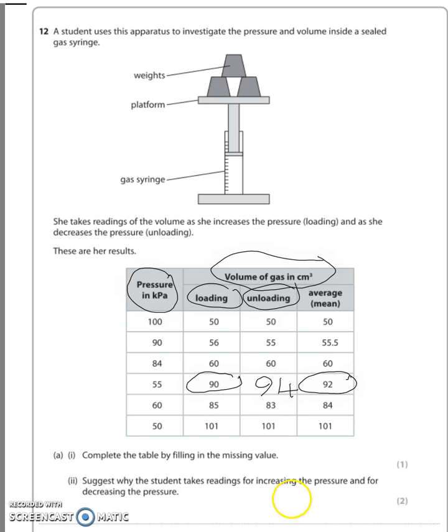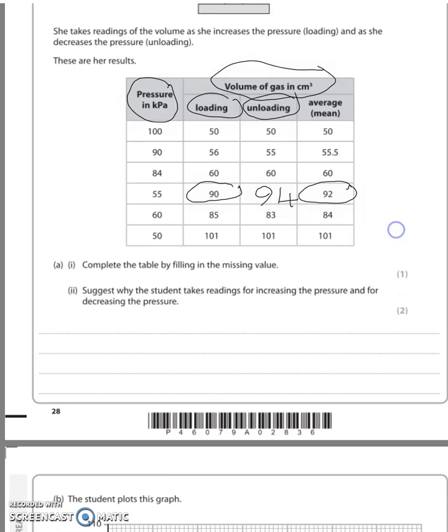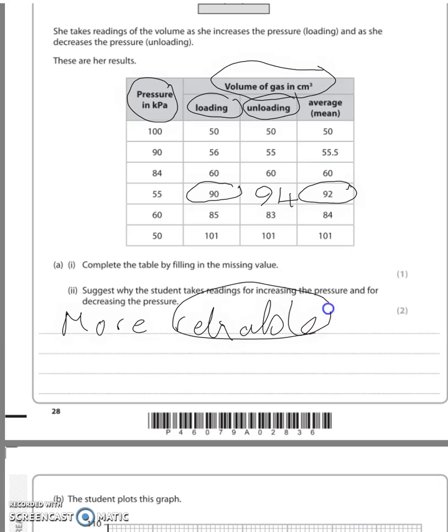Suggest why the student takes readings for increasing the pressure and for decreasing the pressure. Now there's two things that you can talk about here. One, just from a practical point of view, is she has done repeats. And why do we do repeats? Because we're trying to make the experiment more reliable. And that's the word that you want to use, not accurate, more reliable.